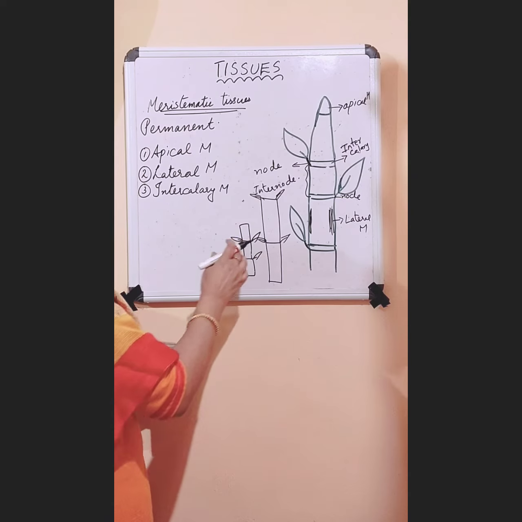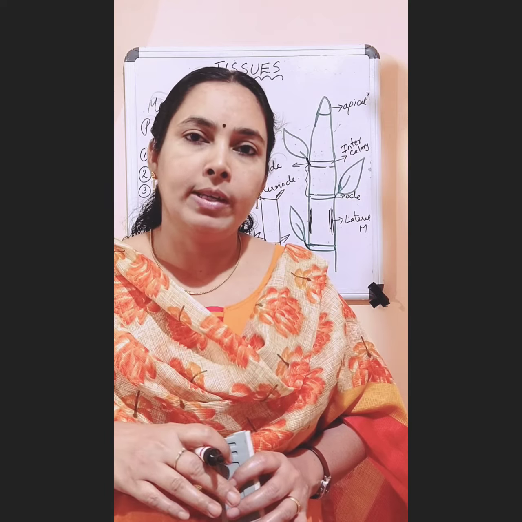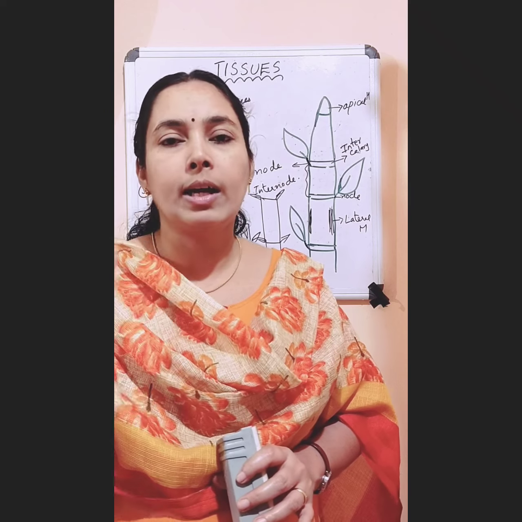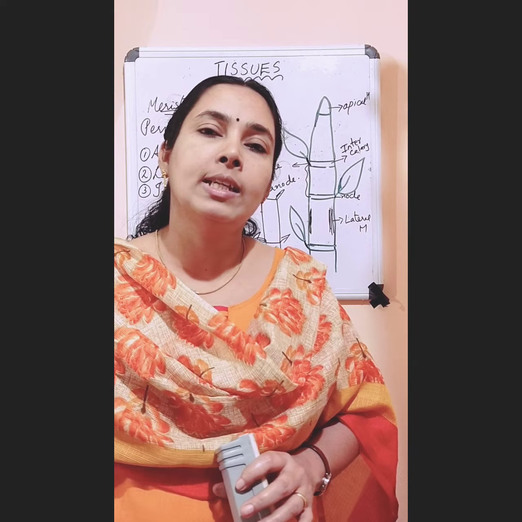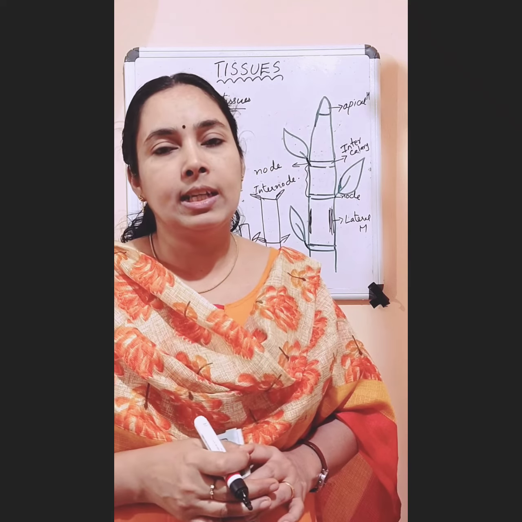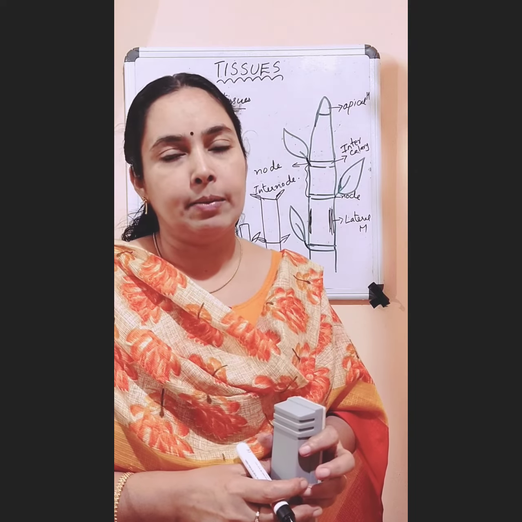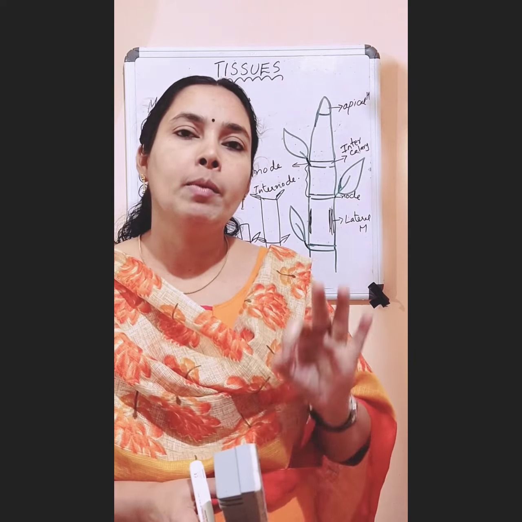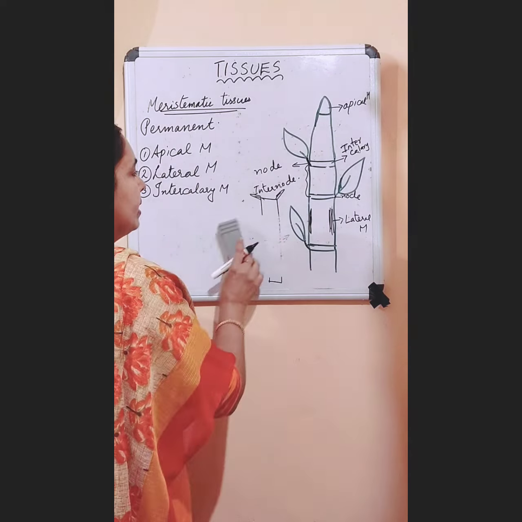But in grasses and all, we know herbivores will be eating the grass always. So they will cut and eat the apical meristem and all. So how then is the grass increasing in length? It is increasing in length because of its intercalary meristem. Okay. So three types are apical meristem, lateral meristem and intercalary meristem.